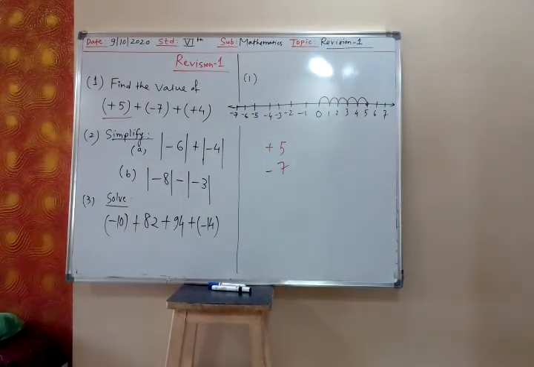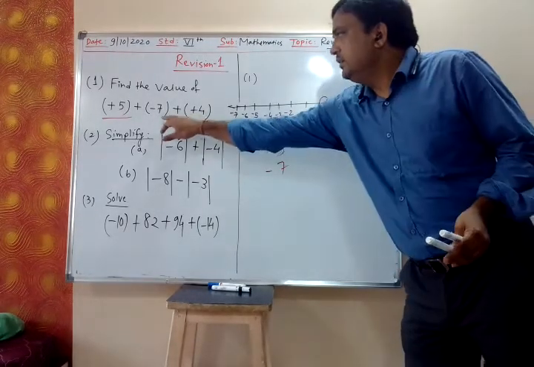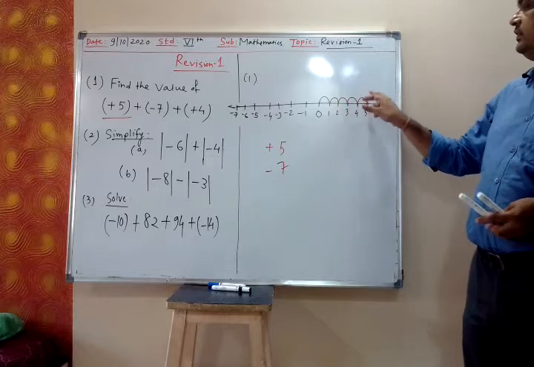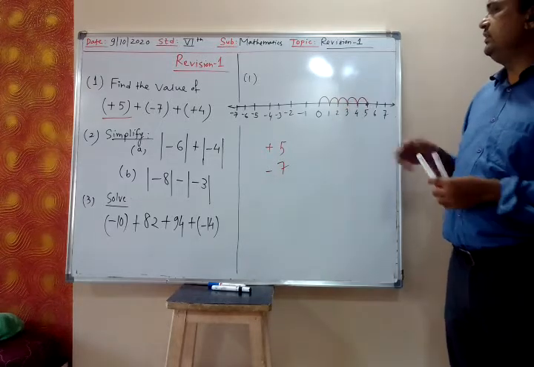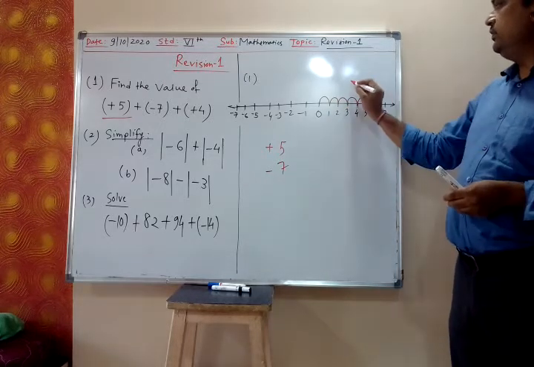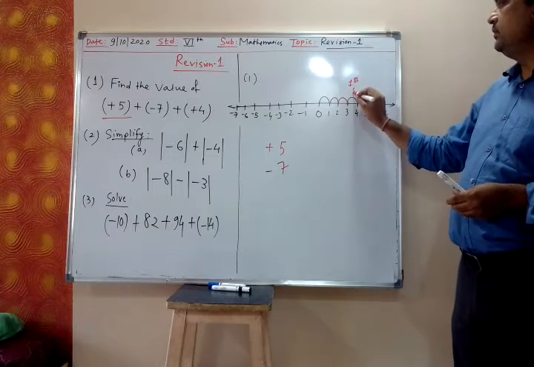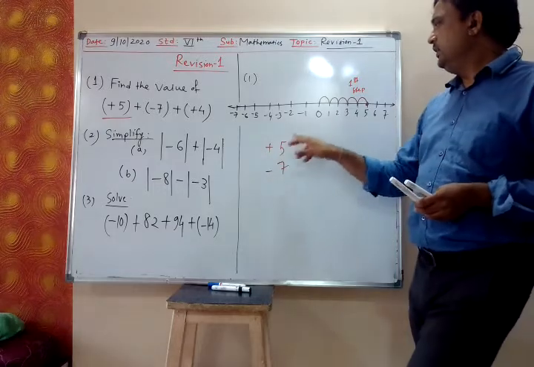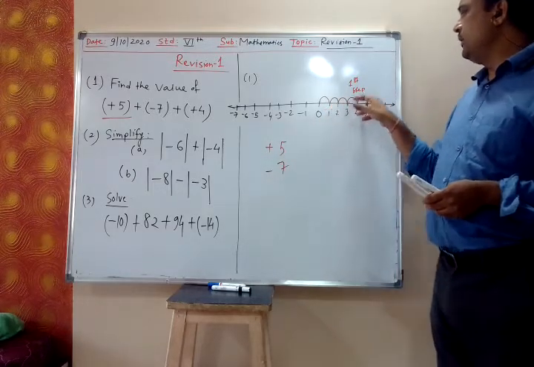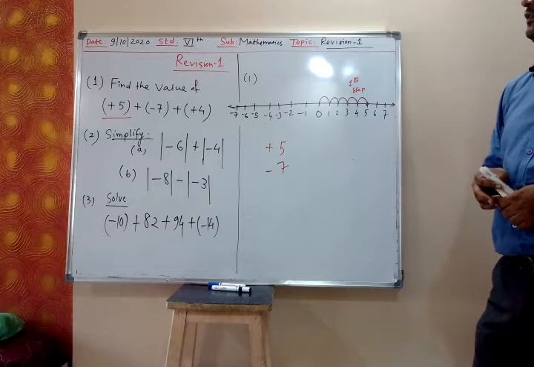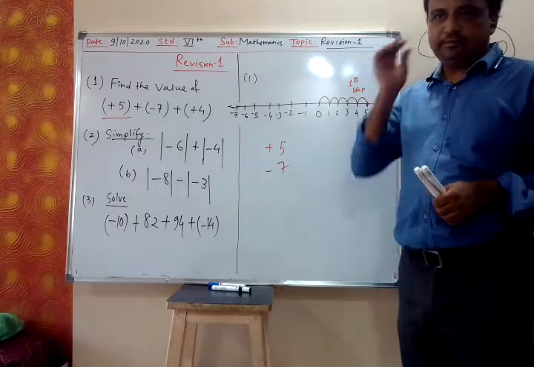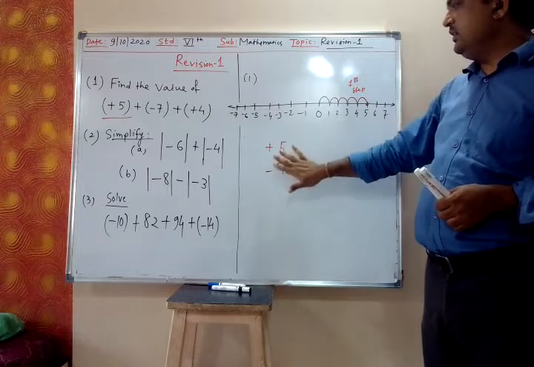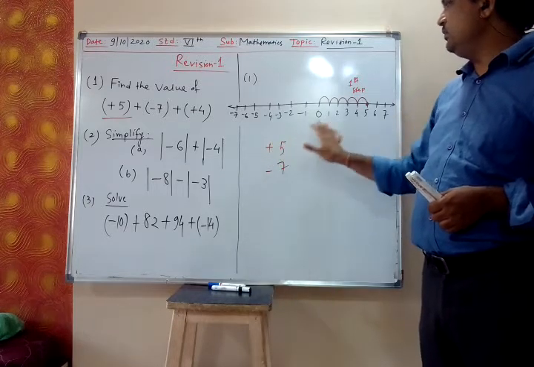So now what will I do for minus 7? For plus 5, from 0 I will move 5 steps to the right. So this is my first step. For plus 5, we move 5 steps to the right of 0. Then for minus 7, what will you do? This is just what I have explained. You don't have to write this. Only you have to draw this.